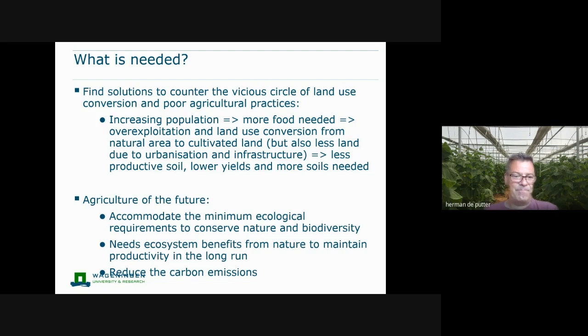different systems. So agriculture of the future, we would like to see that we can feed the people still, but with a low impact on ecology, and conserve nature and biodiversity. And when we talk about regenerative agriculture, one claim is also that it can reduce the carbon emission, that it also has an impact on climate change.